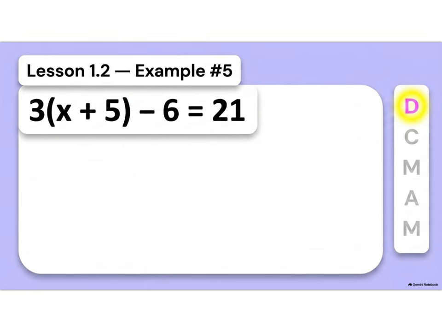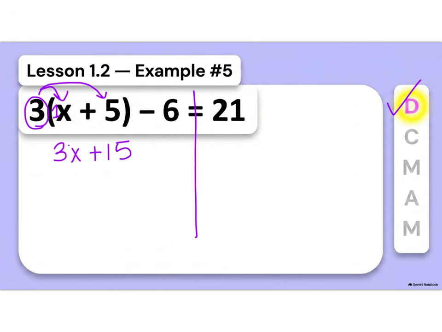And this is our last example. So we do have distribution again because we have parentheses. So this 3 we're going to multiply. Remember there's an invisible 1 in front of this x. And we're going to multiply to the first and to the second term. So 3 times 1x is 3x. 3 times 5 is 15. So the x and the 5 are the only things inside the parentheses, so those are the only things I'm multiplying 3 by.